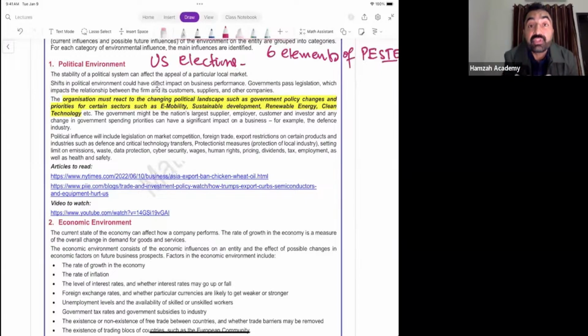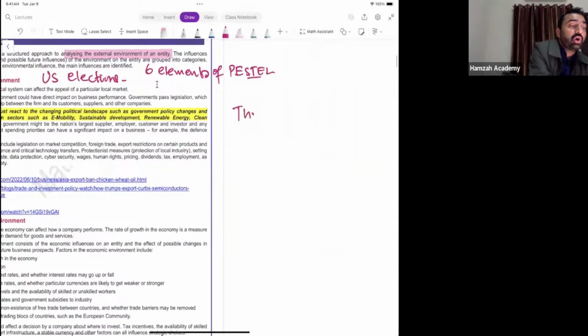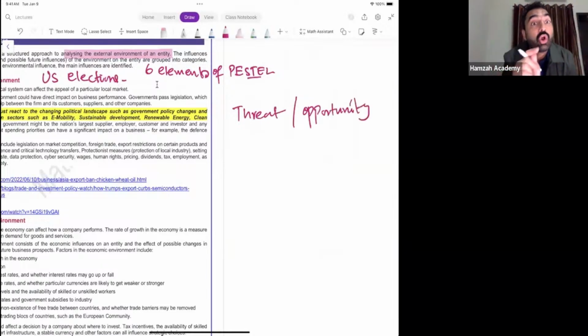Whether there's extra taxes, whether there are additional subsidies, or any other policy change in the government, it would affect the organization, whether they're importing or exporting. So it would become either a threat or an opportunity. If the business is ready, already prepared, it would take advantage of that opportunity. Or if the business is not prepared, it might become a threat.